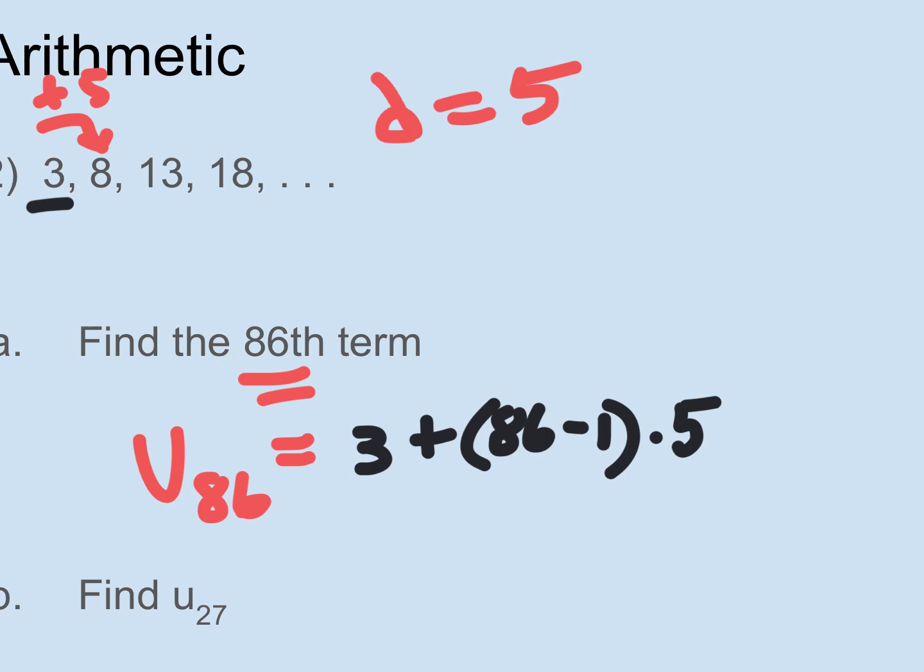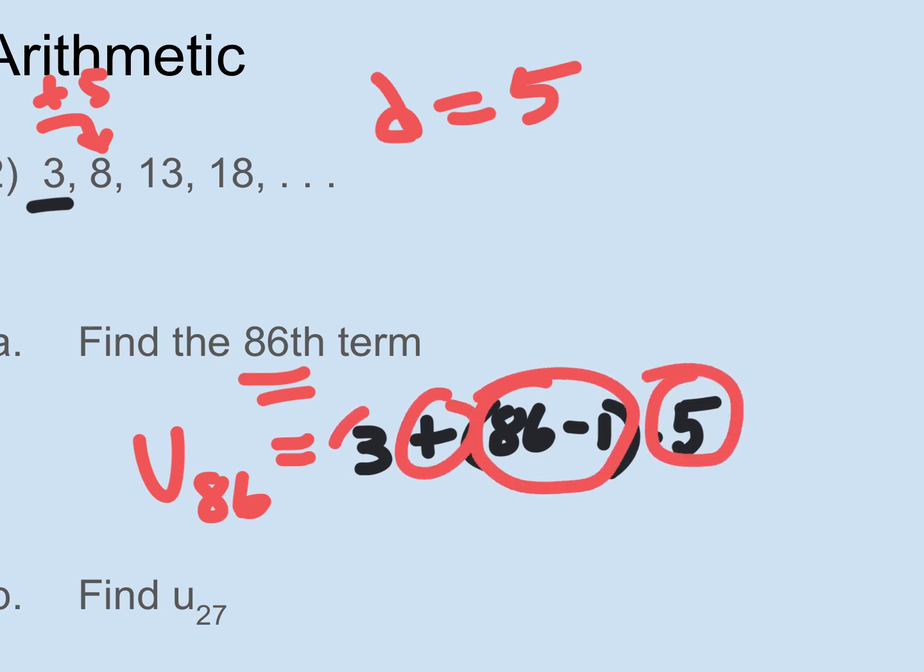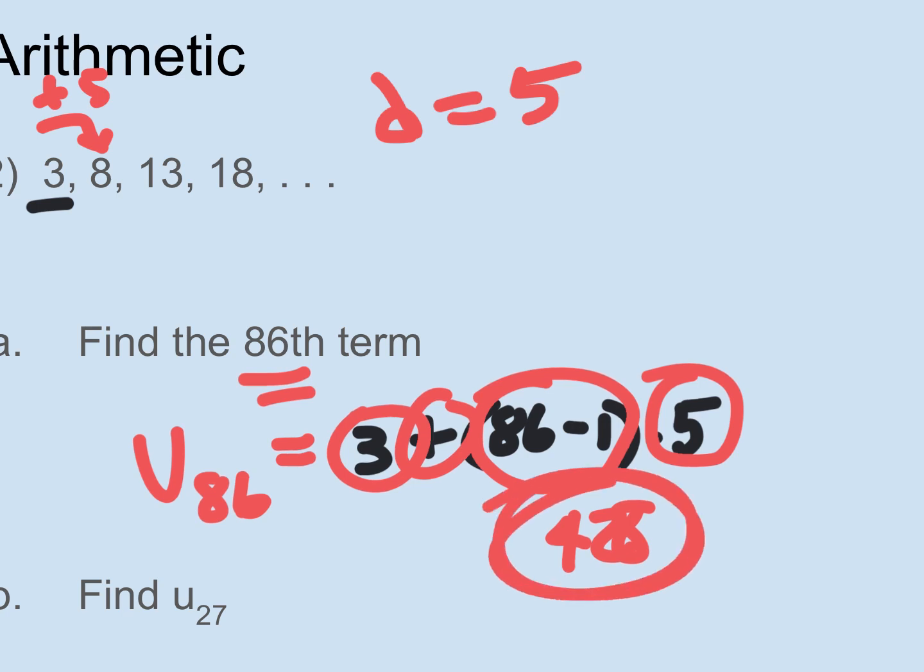Just pull up the calculator on your iPad for this one, because I don't think you really need to go borrow a calculator for this, but 85 times 5 plus 3. What is 85 times 5 plus 3? 428. Can anybody verify that? Cool. 428.